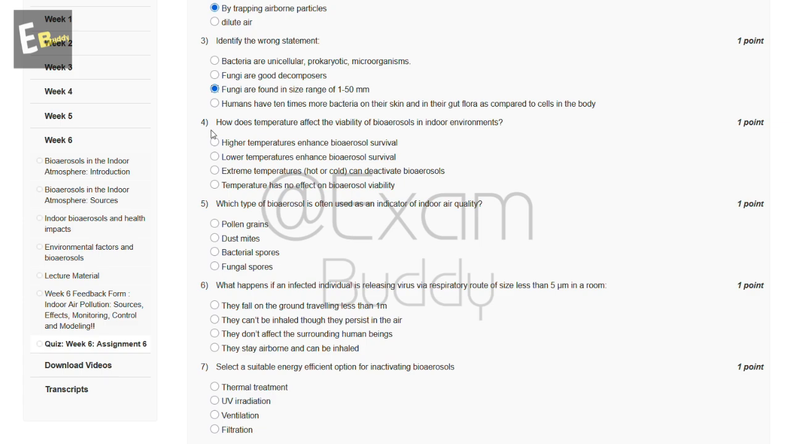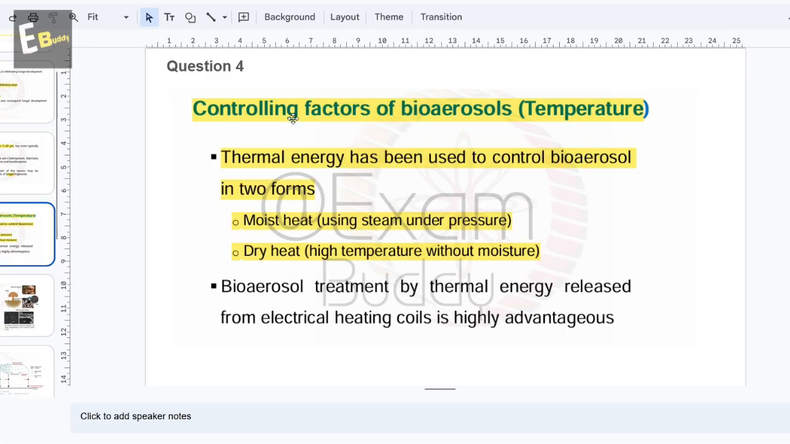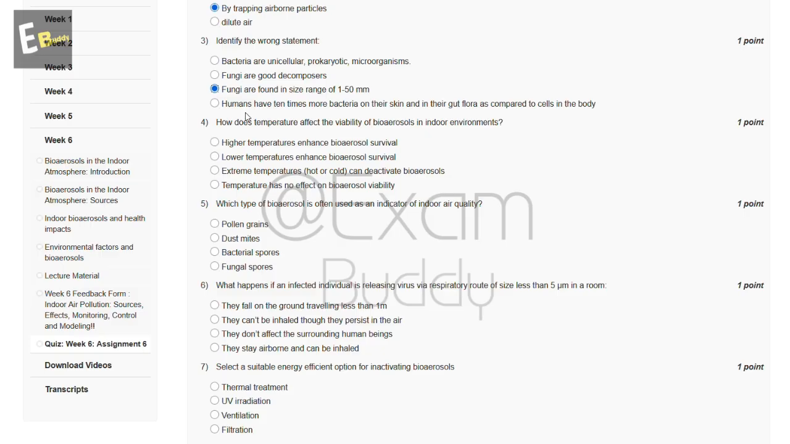Now the fourth question is how does temperature affect the viability of bioaerosol in indoor environment? So these are the options and let's check the answer of our fourth question. So question fourth, controlling factor of bioaerosol: temperature. Thermal energy has been used to control bioaerosol in two forms: moist heat using steam under pressure, dry heat high temperature without moisture. So the answer of our fourth question is C. Extreme temperature, hot or cold, can deactivate bioaerosol.